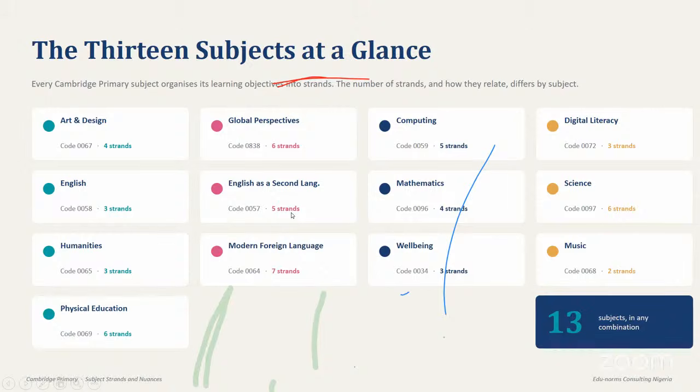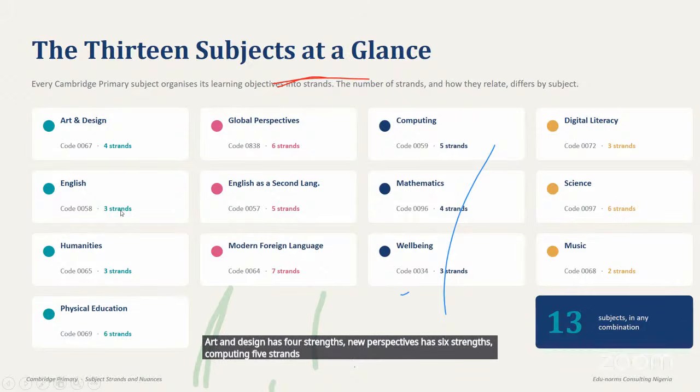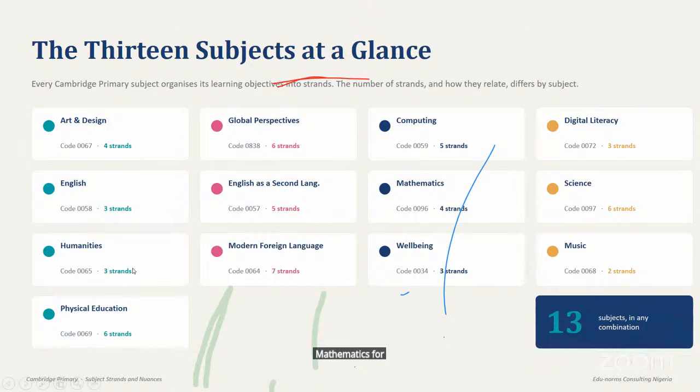Art and design has 4 strands. Global perspectives has 6 strands. Computing 5 strands. Literacy 3 strands. Mathematics 4 strands. Science 6 strands. Humanities, you can see the strands will be shown to us very soon.